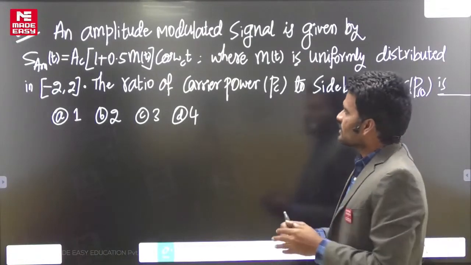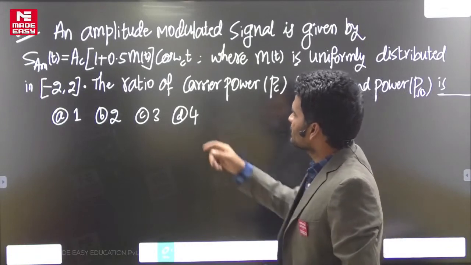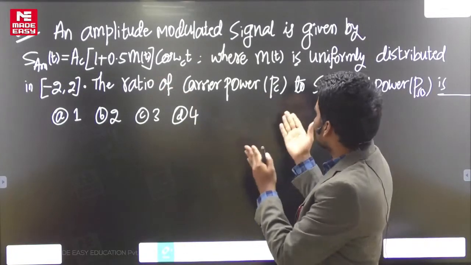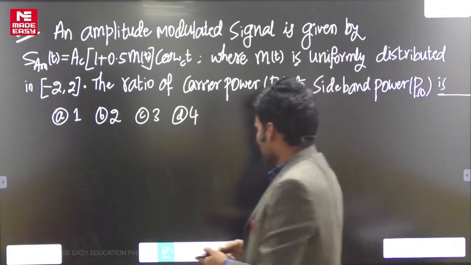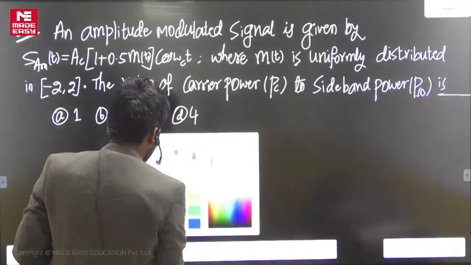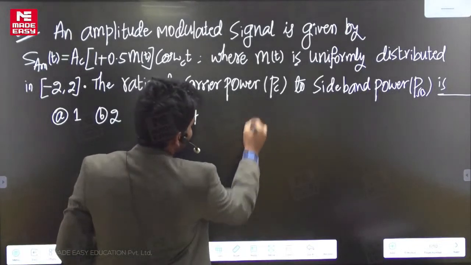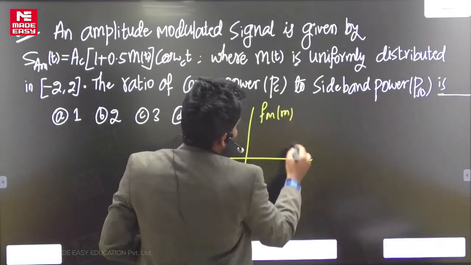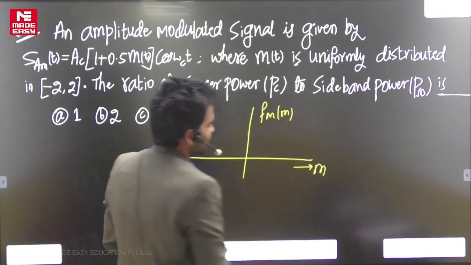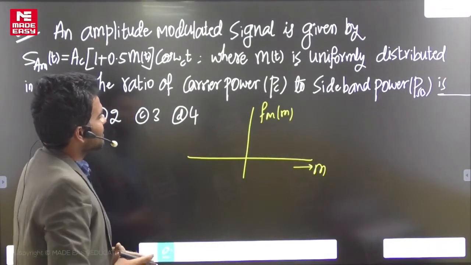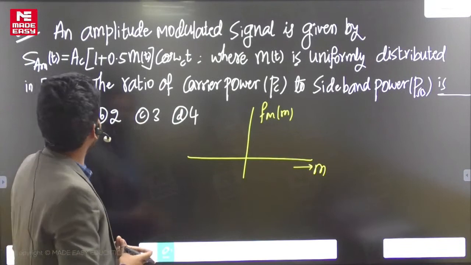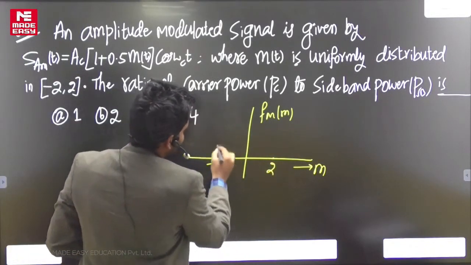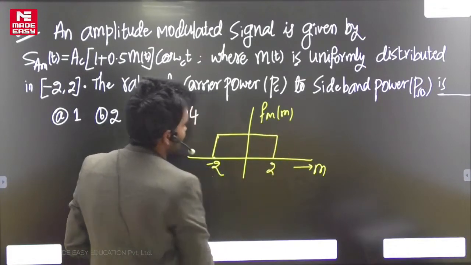So what is the specialty of this question is, here this message signal is a random signal, okay. So the density function of this random signal is given. If you plot the density function of m(t), the message signal is uniformly distributed in the interval -2, 2. So uniformly distributed means the density function is constant like this.